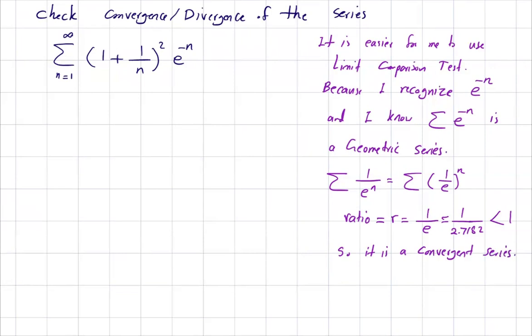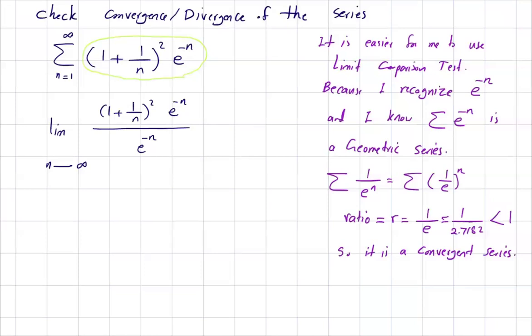So let's take a look at my series here. The general term, as you can see, is 1 plus 1 over n to the second power e to power negative n. We're taking the general term of this series. Limit of 1 plus 1 over n to power 2 e to power negative n divided by e to power negative n as n goes to infinity.